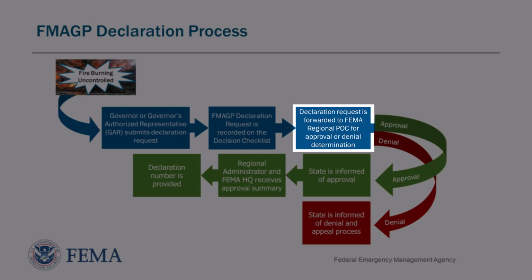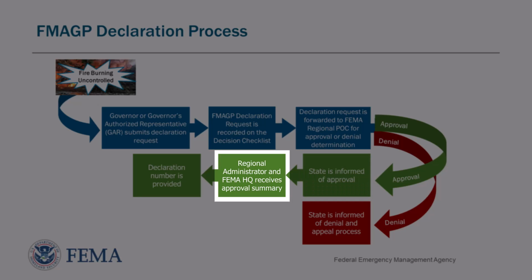The declaration request is forwarded through FEMA's regional chain of command to FEMA's Regional Point of Contact for an approval or a denial determination. If the request is approved, FEMA's Fire Regional Point of Contact informs the state of the approval and sends a summary email of the approved facts for the Regional Administrator and FEMA headquarters. The declaration unit responds to the email to provide a fire declaration number. If the request is denied, FEMA's Fire Regional Point of Contact informs the state of the denial, sends a summary email of the denial facts to the Regional Administrator, and reminds the state of their option for appeal.